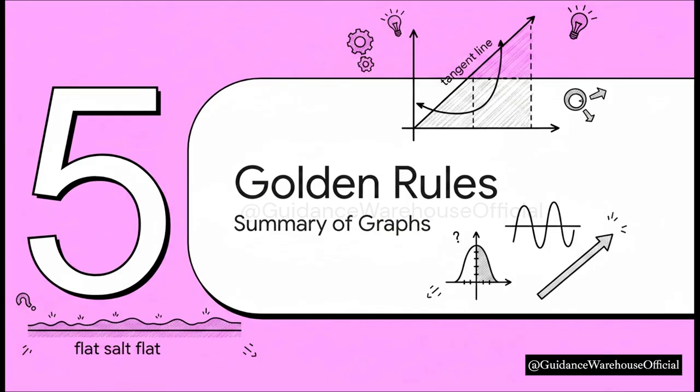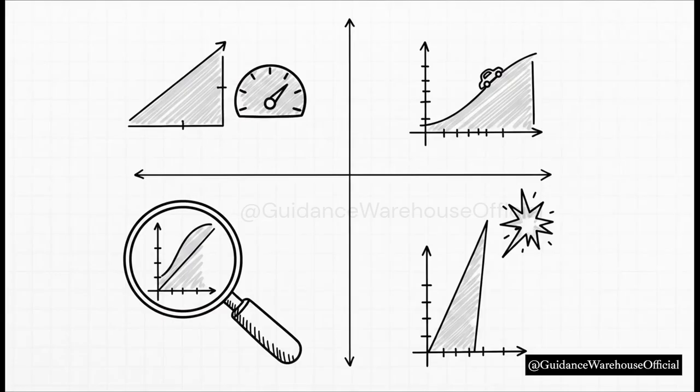Section 5, the golden rules of graphs. Summary. We've covered a lot of ground today, from flat salt flats to steep tangent lines. So here's your final review of the golden rules. First, the slope of a displacement graph is always your velocity. Second, if that displacement line is curved, your velocity is changing, meaning you're accelerating.